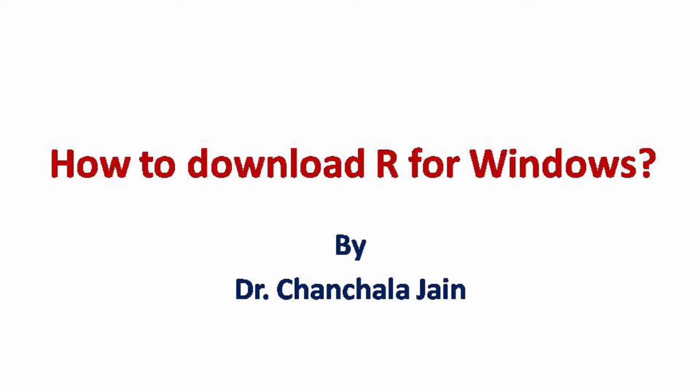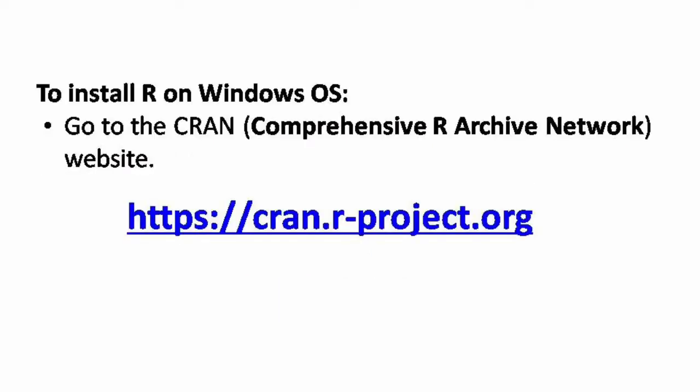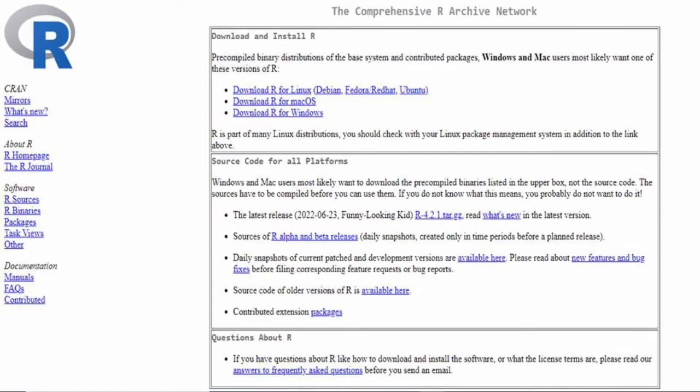Hello friends, in this video I will tell you how to download R for Windows. For downloading R for Windows, firstly we need to visit the website of CRAN. CRAN stands for Comprehensive R Archive Network. And the website is https://cran.r-project.org. Once we click on this link, this web page will appear in front of us.